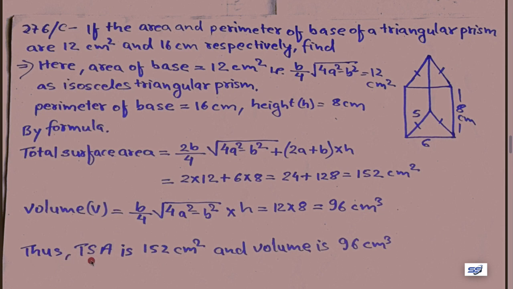Thus, total TSA, meaning total surface area, is 152 centimeter square and volume is 96 centimeter cube. In this way, we get the requirement of our question.